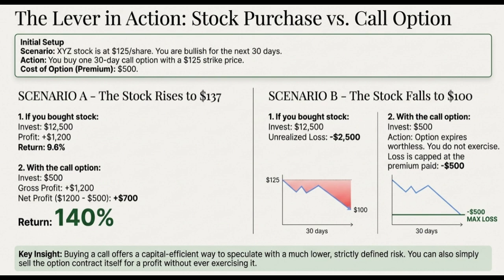Now scenario B, where the stock falls. If the stock crashes to $100, the stock owner has a $2,500 unrealized loss. But with the option, your loss is strictly capped at the $500 premium that you paid. This shows how a call option is a capital efficient way to speculate with a defined risk.